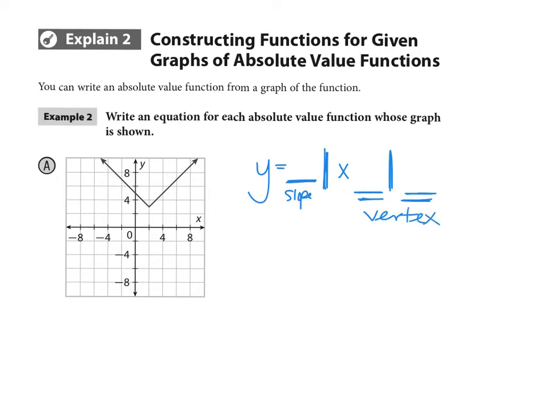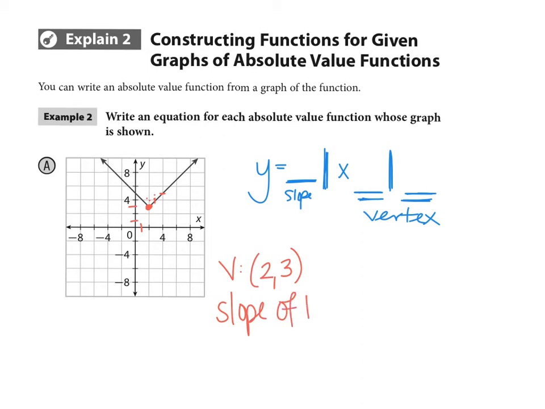So if I look at my graph here, the vertex is this turning point, and my graph is counting by 2. So let's see, that's 1, 2, 1, 2, 3. All right, so my vertex is at (2, 3). And then my slope, if I find all my new points, it looks like that's up 1 over 1. Looks like I have a slope of positive 1.